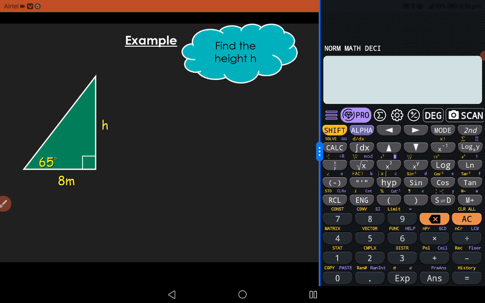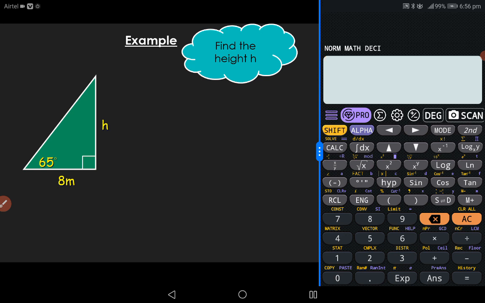4, 3, 2, 1. All right, so what have you found h to be? What would be the value of h? If you follow the same steps, that's your hypotenuse. Remember, the hypotenuse is always opposite the 90-degree angle. This is the largest side of the triangle.